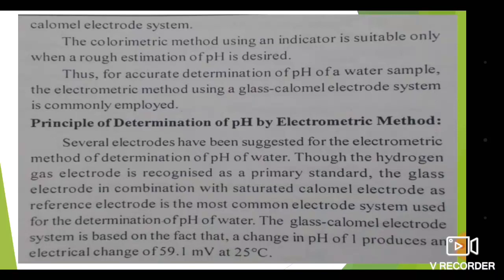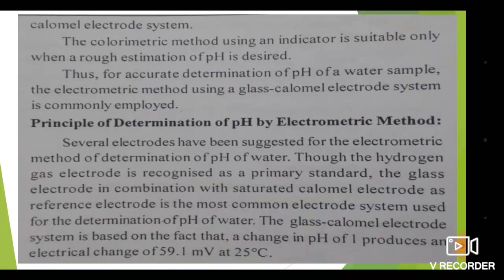The colorimetric method using an indicator is suitable only when a rough estimation of pH is desired. If we want to measure the pH roughly, then we can use the colorimetric method, but for accurate determination of pH of a water sample, the electrometric method using a glass and calomel electrode system is commonly employed. So we use the electrometric method for accurate measurement of pH of water.